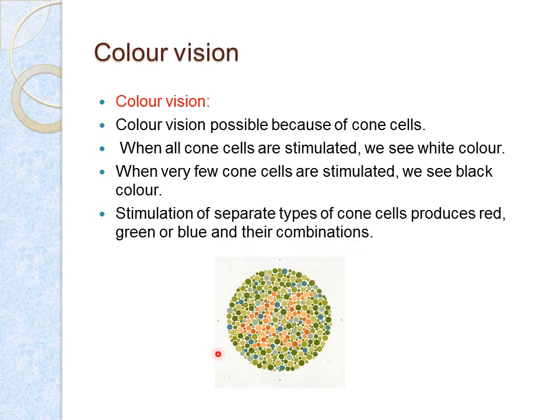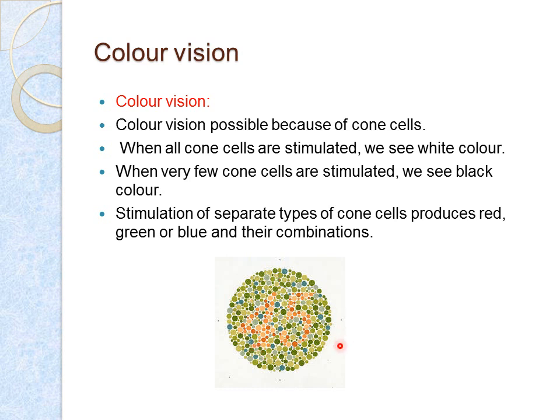I have given a diagram of color vision. A colorblind person will not be able to view the number written inside it. I can say that it is 45, written inside this different color combination. What are the three main colors over here? That is green, blue and red. As we have said, the primary color pigments like red, green and blue and their combinations result from stimulation of separate types of cone cells. So these produce vision for these three colors.